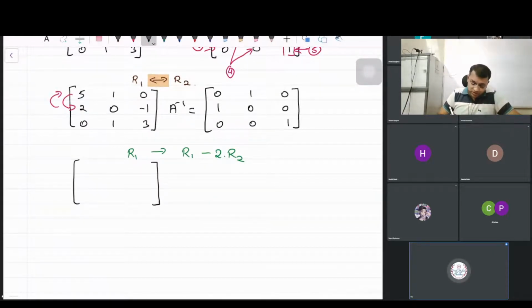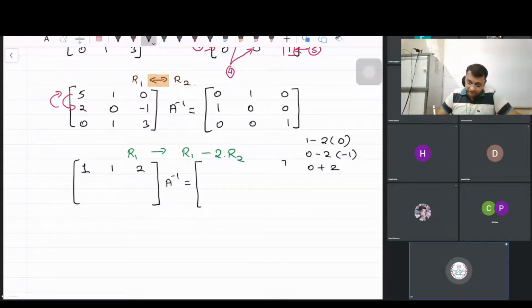So this is going to become 1 for sure. Let us see for the next element. I have to actually write and see it so that we don't make any mistakes. 1 minus 2 into 0. So it is going to be equal to 1. For the next, 0 minus 2 into minus 1. So it is going to be 0 plus 2. So this element becomes 2.